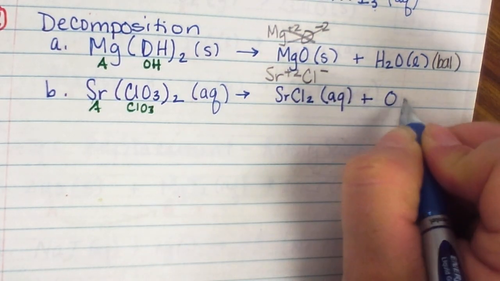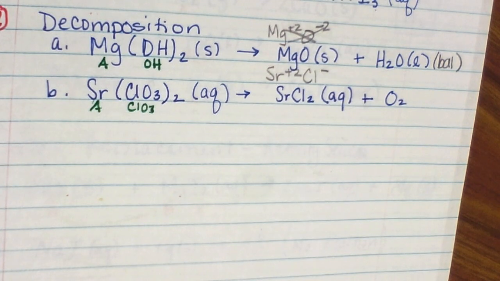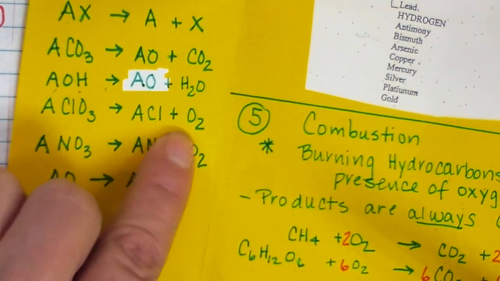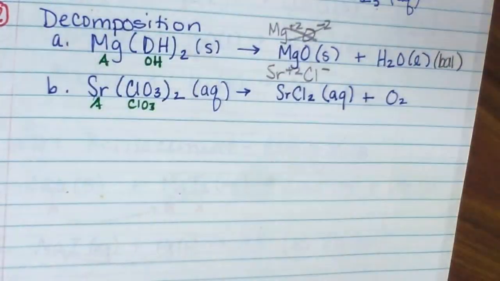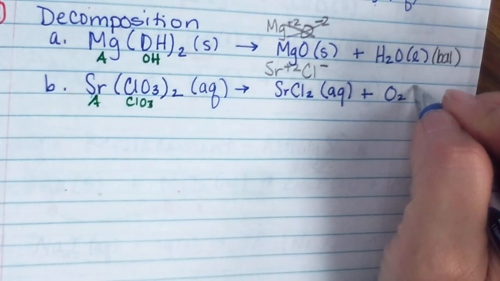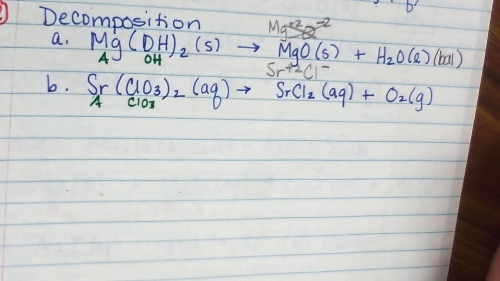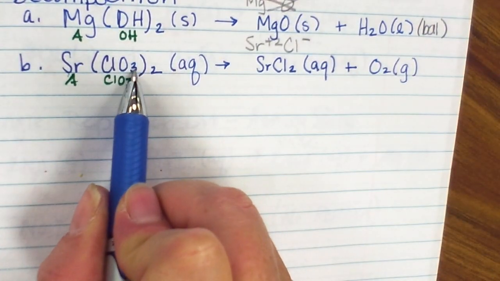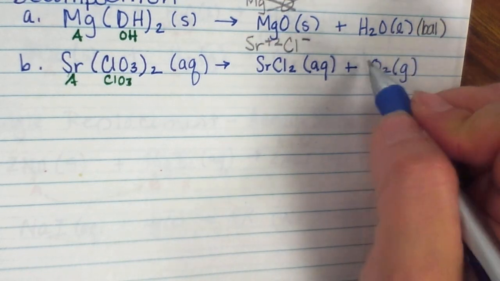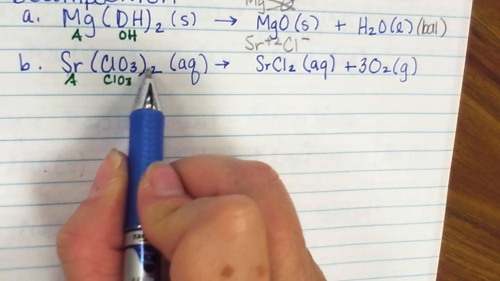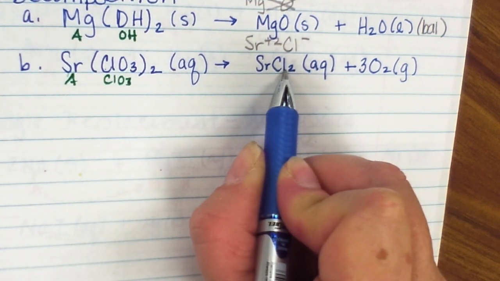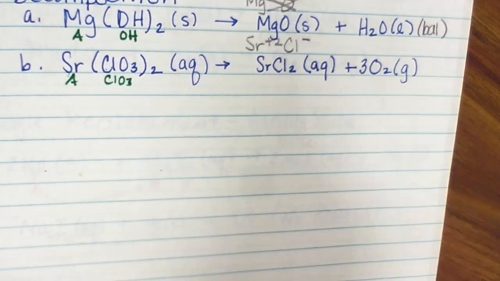Plus oxygen, because that's what it says. How do I know it's oxygen? It says right here. Chlorate is the chloride plus oxygen. That's how I know it's oxygen. And this is going to be a gas. And now I'm going to balance. So I have 6 oxygens, and here's 2, so I'm going to put a 3 here. 2 chlorides, and here's a 2 chlorides, and 1 strontium. So I am balanced.